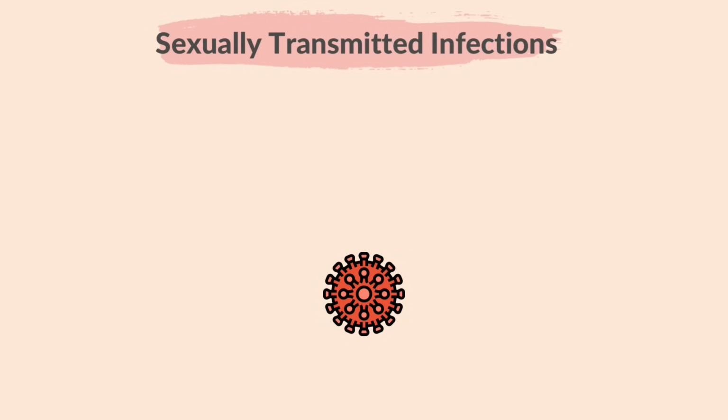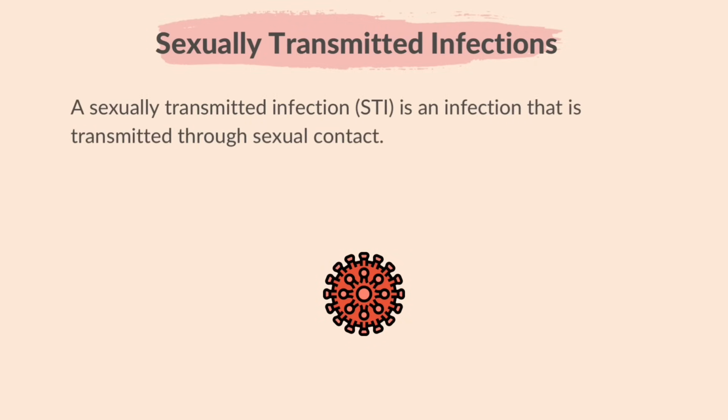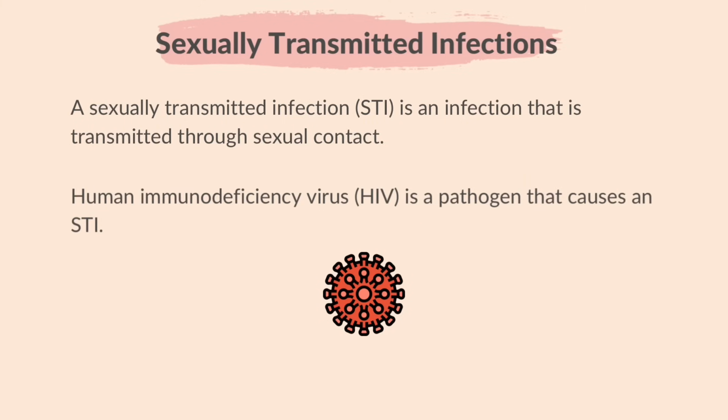Lastly, let's take a look at sexually transmitted infections. A sexually transmitted infection, or an STI, is an infection that is transmitted through sexual contact. Human immunodeficiency virus, or HIV, is a pathogen that causes an STI. HIV is present in the bodily fluids of infected people, such as blood and semen, and can be transmitted through sexual intercourse.